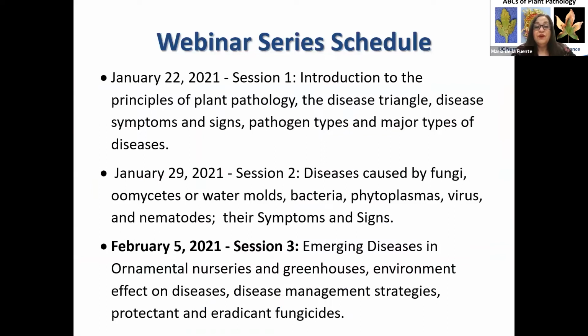And this is our third and last session where we're going to be discussing some of the emerging diseases in ornamental nurseries and greenhouses, as well as the effect of the third factor in our triangle, which is the environment. And once we discuss those, we can see a lot easier all the proposed disease management strategies to try to avoid as much as possible the use of chemicals.